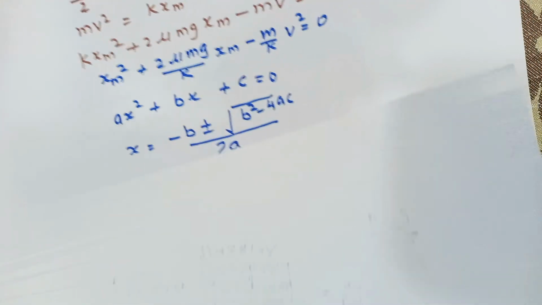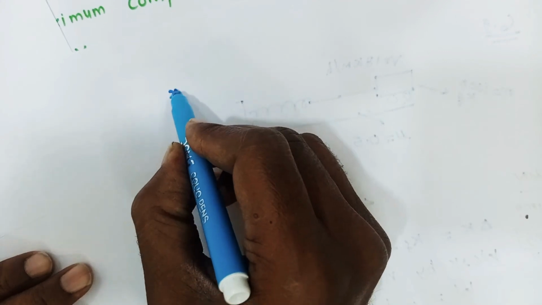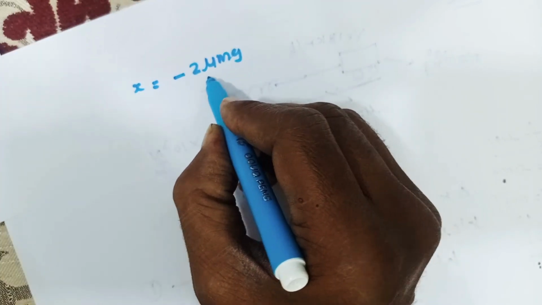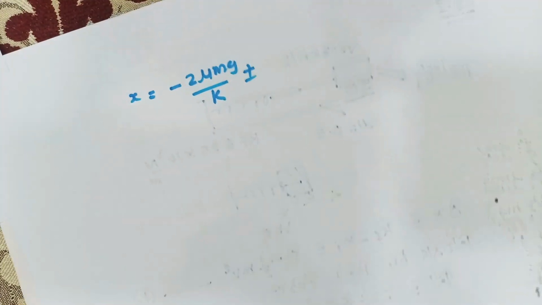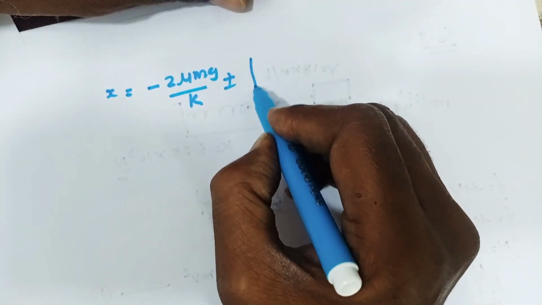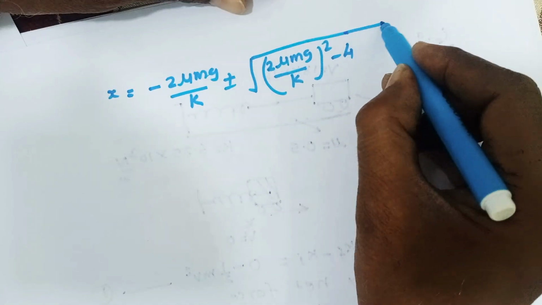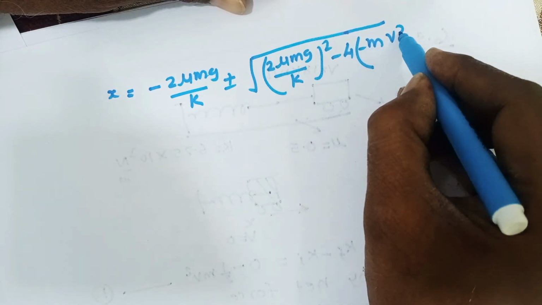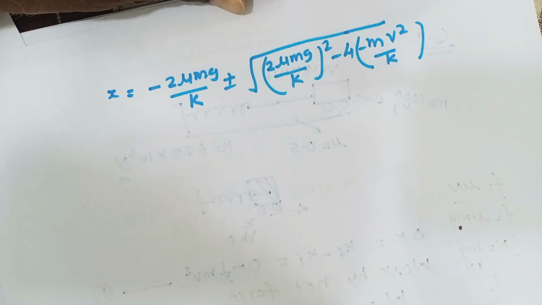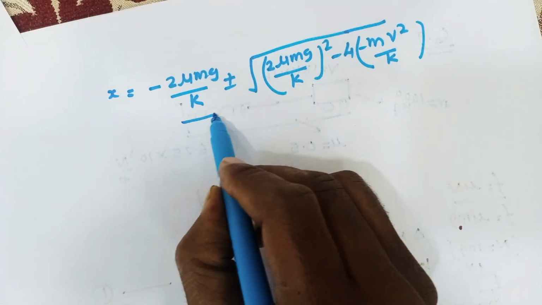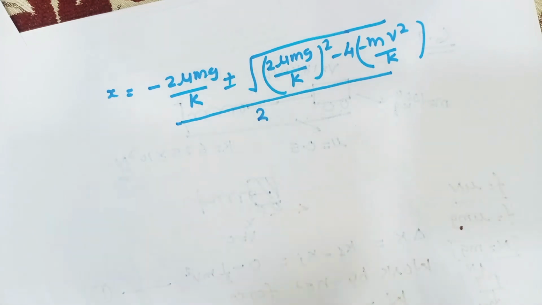So x equals minus b, that is minus 2 mu mg by k, plus minus the square root of b square, that is 2 mu mg by k the whole square, minus 4 times a, which is 1, times c. Previously we wrote c as m v square by k, but it is minus m v square by k, upon 2a, and 2a is 1. Now we have to solve this.